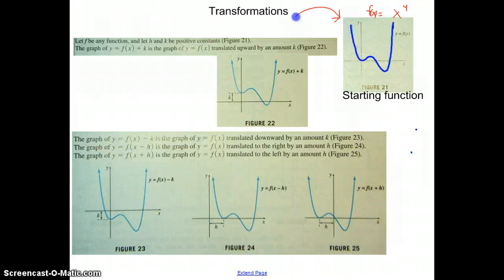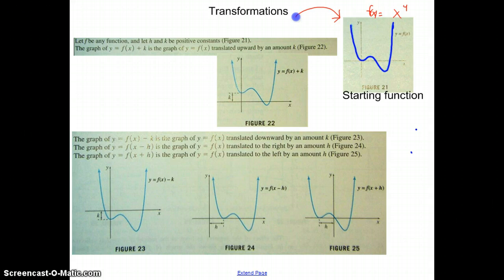So, the different types of transformations. We have shifts or a translation. We got shifts up, down, left, or right. So to do a shift, what you're looking at in the equation is you're either adding or subtracting. Now, where you add or subtract tells you the direction, and how much you're adding or subtracting tells you how much you're moving it left, right, up, or down.